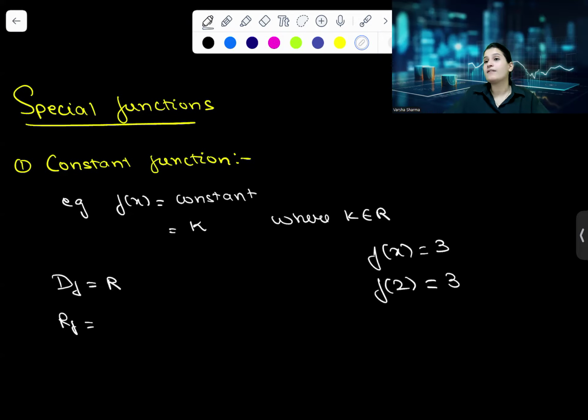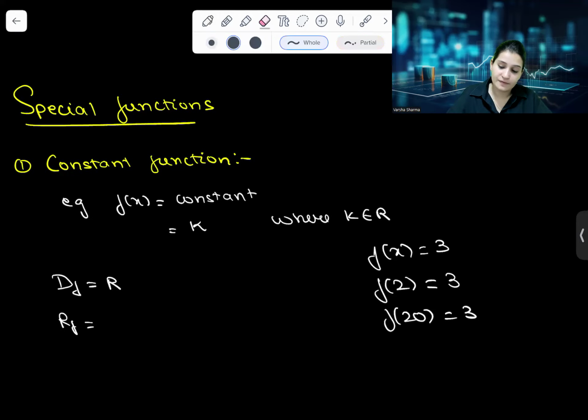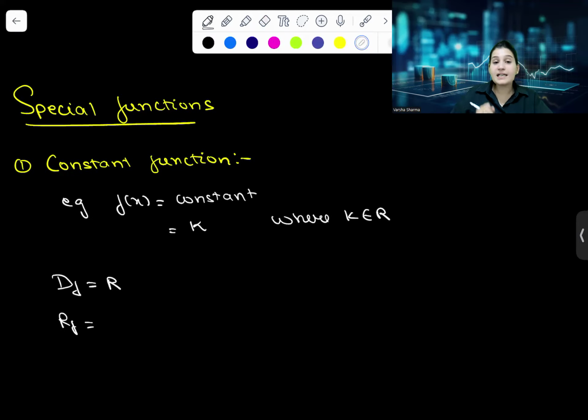I don't have a place to put the value of x. Why will it change? What do you mean by constant? It's never going to change. So whether I put 2, I put 20, it's still going to give me the answer 3. Understood or not, guys? Yes, ma'am. So what will be the range? No matter what value of x I put, the answer will always be k. So what is my range? k, bracket within bracket. Singleton set k.